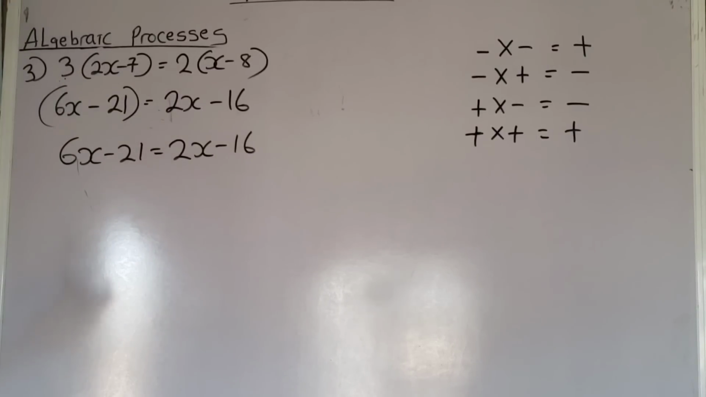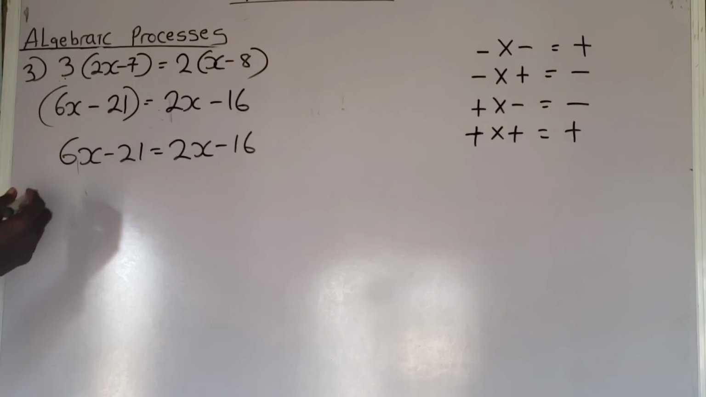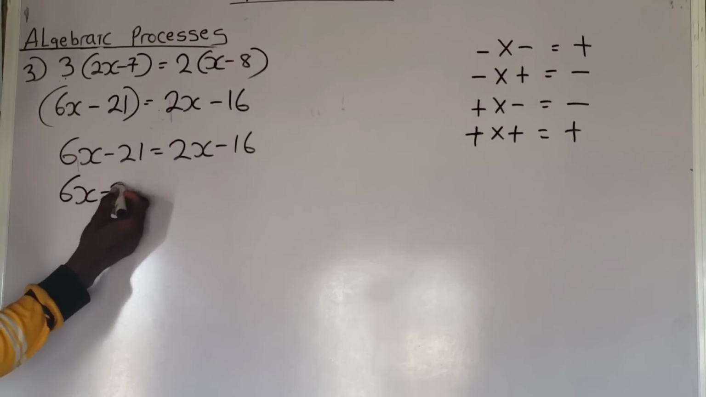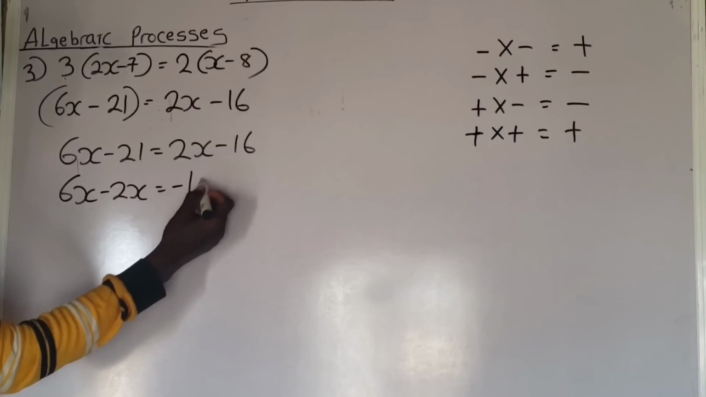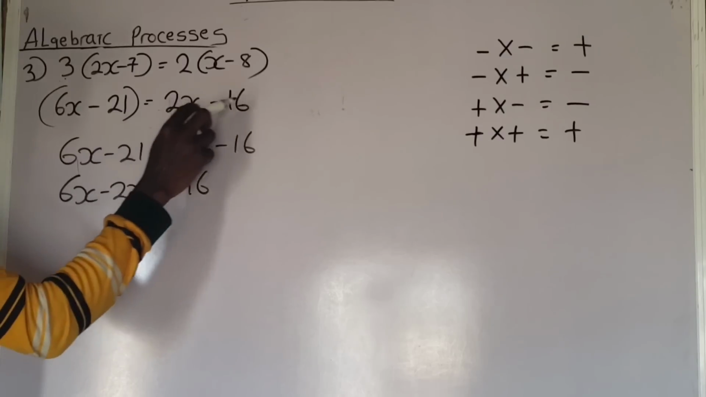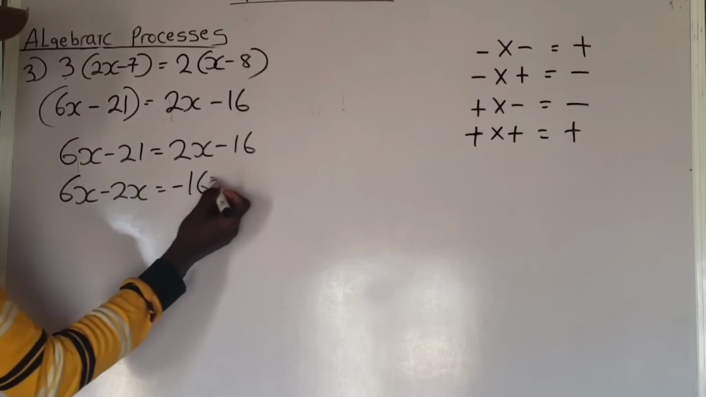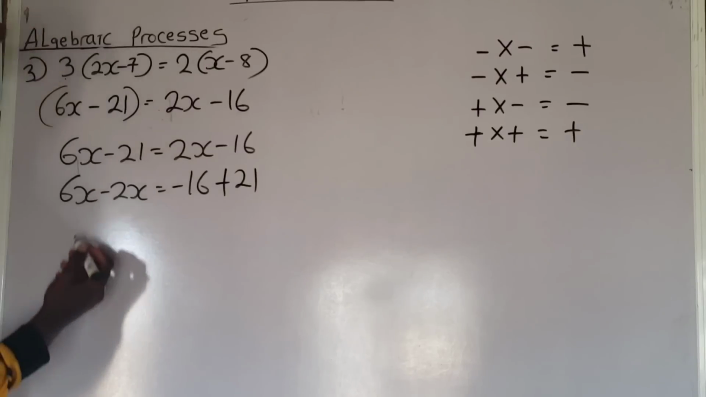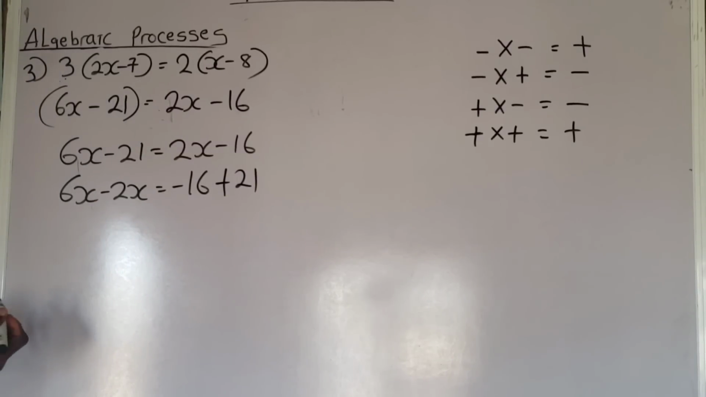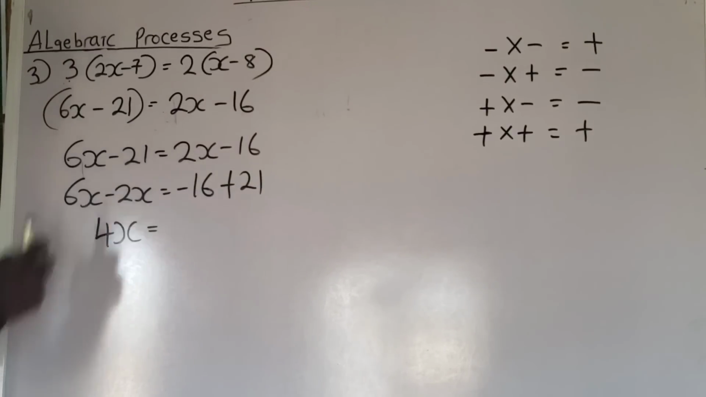The next step here is to collect like terms. Okay? So moving this 2x to the other side of the equation, I'm going to have 6x negative 2x is equals to what? Negative 16. Now, if this negative 21 is moved to the right hand side of the equation, the negative sign will change to a positive sign. So I'm going to have positive 21. Okay? 6x negative 2x. What's the answer? That is what? 4x. Negative 16 positive 21.